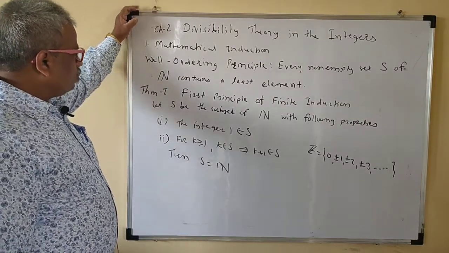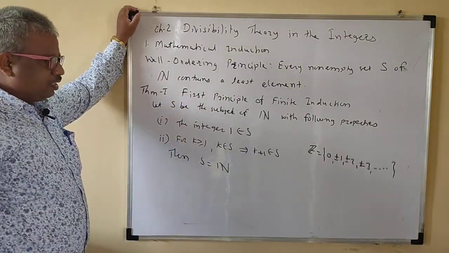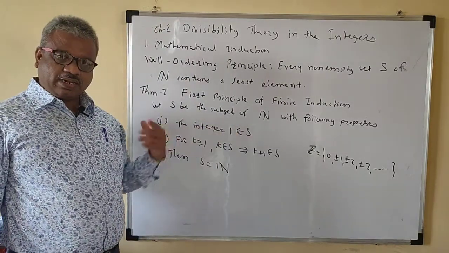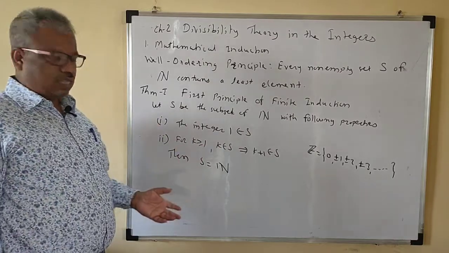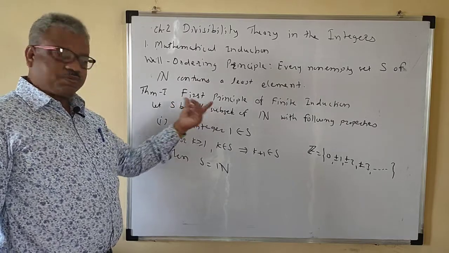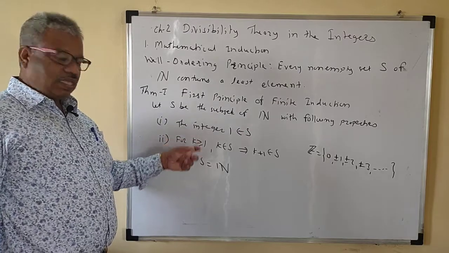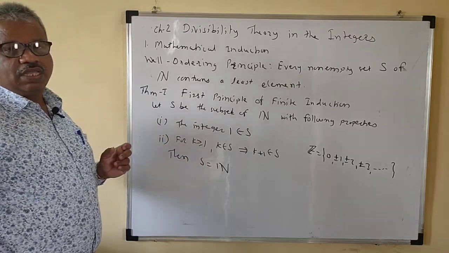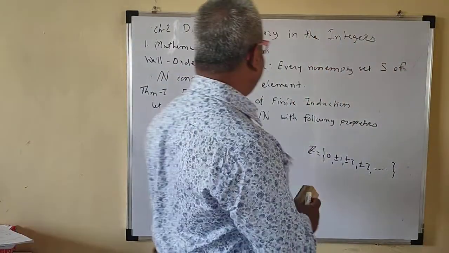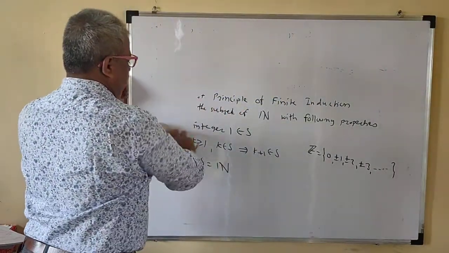Now, the first principle of finite induction says that S is a subset of N, the set of positive integers, with the following property. The integer 1 is in S, and if k is in S, then k plus 1 is also in S. Then S is equal to N. We have seen that S is a subset of the natural numbers, but if it holds these two properties, then S is the same as the set of natural numbers. Now, how to apply mathematical induction while solving a problem, using this theorem.